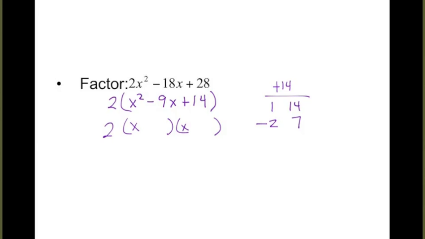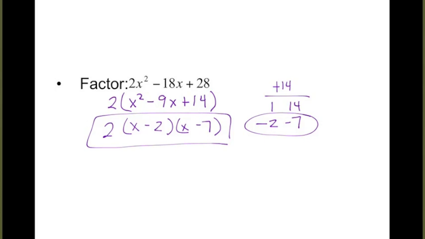2 and 7. If I want a negative 9, I need them to both be negative. Does that still work to make a positive 14? Yes, because a negative times a negative is a positive. So that's still okay, so we're going to do a negative 2 and a negative 7. And that whole thing is the answer, including the 2. Don't lose a constant if it comes out of everything.